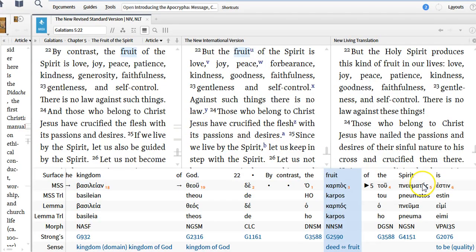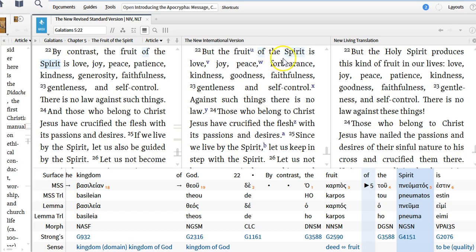Pneumatos, as we look at it here, is a noun in the genitive case. This time Spirit is in the genitive case. And again in the NRSV and the NIV, it is being rendered by of the Spirit in the most non-committal way you can render a genitive, the fruit of the Spirit. So we really don't know, do we, just looking at this English, what the genitival relationship is trying to convey. What kind of relationship Spirit has to fruit.